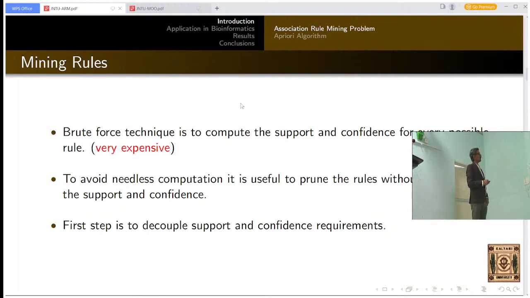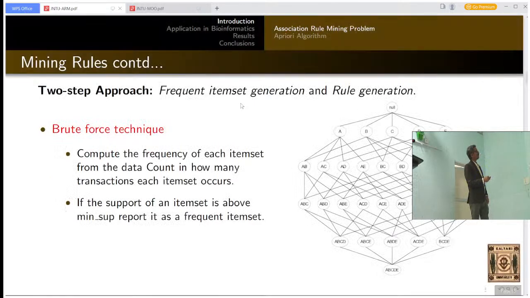So the first step, as I already mentioned, is to decouple the support and confidence requirements. That means here a two-step process. The first step is the frequent item set generation, and the second stage is the rule generation. So first we extract the frequent item sets, and then the rules will be generated only from those frequent item sets, right?